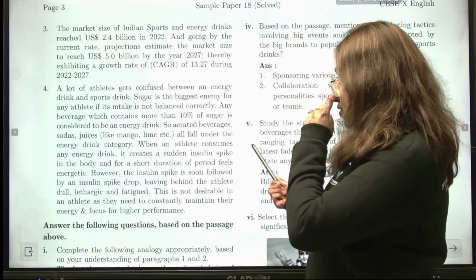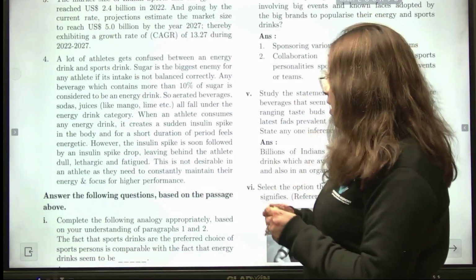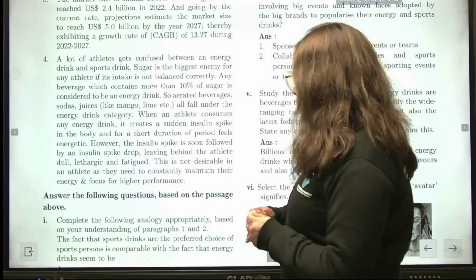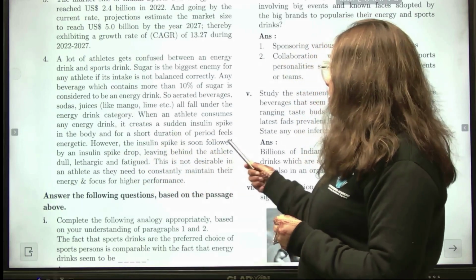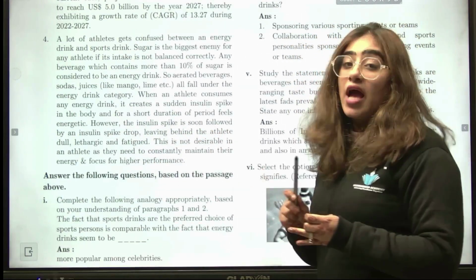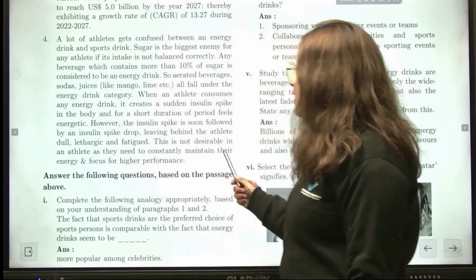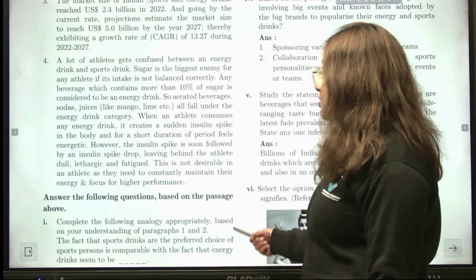When an athlete consumes any energy drink, it creates a sudden insulin spike in the body and for a short duration of period feels energetic. However, the insulin spike is soon followed by an insulin spike drop, leaving behind the athlete dull, lethargic, and fatigued. This is not desirable in an athlete as they need to constantly maintain their energy and focus for higher performance.